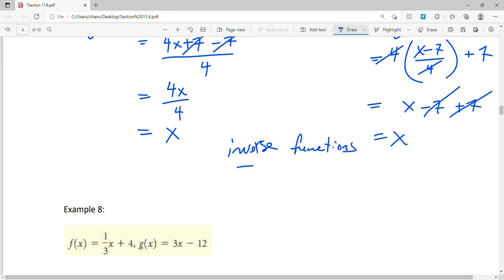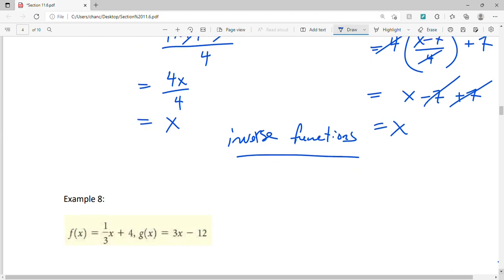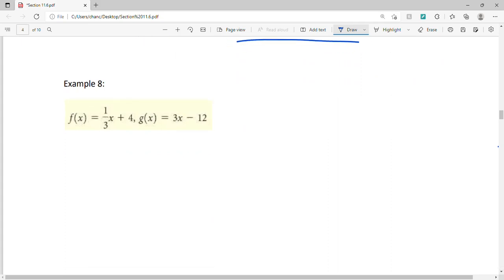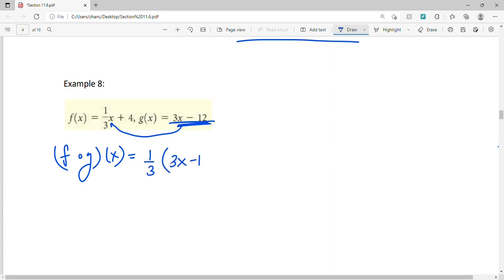These two are inverse functions. Example 8, we'll try this again. We'll see if these are inverse functions of each other. We'll look for f of g of x, which means the entire function g gets plugged into here. That's 1/3 times 3x minus 12 plus 4.